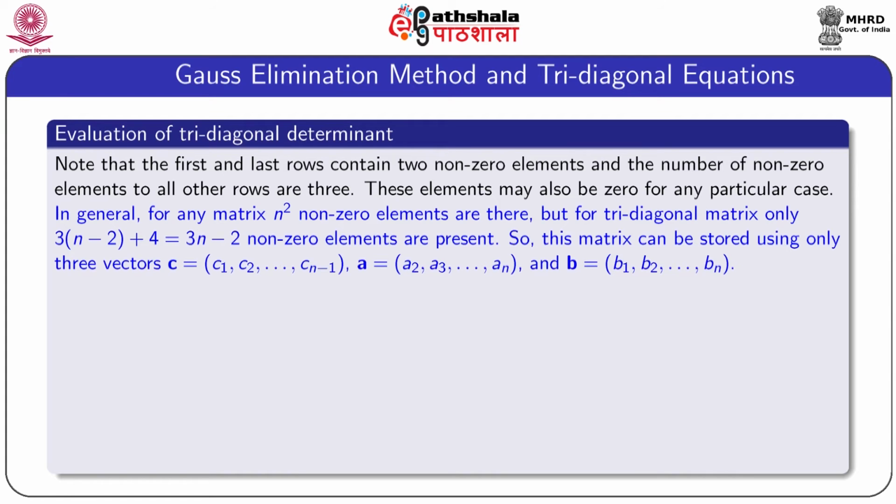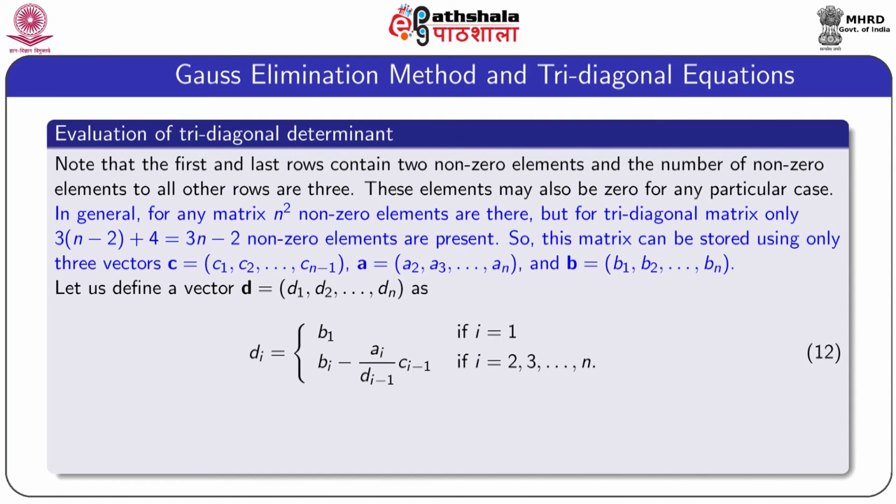So, this matrix can be stored using only 3 vectors: C equal to C1, C2, up to Cn minus 1, another vector A equal to A2, A3, up to An, and the last vector B equal to B1, B2, up to Bn. Let us define a vector D equal to D1, D2 up to Dn, which is defined as Di equal to B1 if i equal to 1, that means D1 equal to B1, and Di equal to Bi minus Ai into Ci minus 1 divided by Di minus 1 if i equal to 2, 3 up to n.